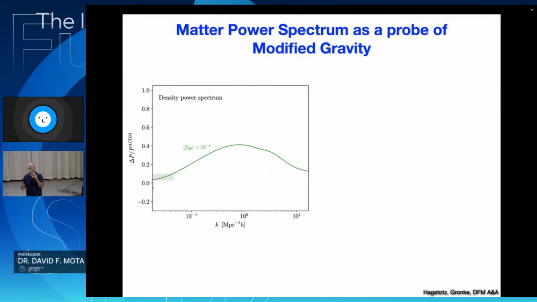So we are very excited then, okay, wow, we have these theories of modified gravity, like for instance this f of R 10 to the minus 4, that's the green line, which has deviations from lambda CDM of about 40% for k about 1 megaparsec, really strong deviations. So I can use my data from the matter power spectrum to rule out these theories. And this is very promising.